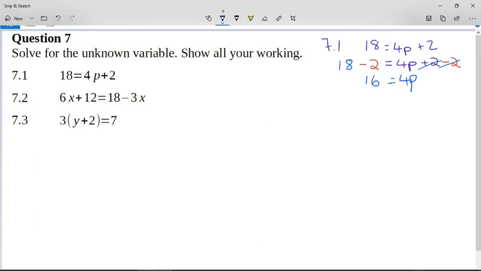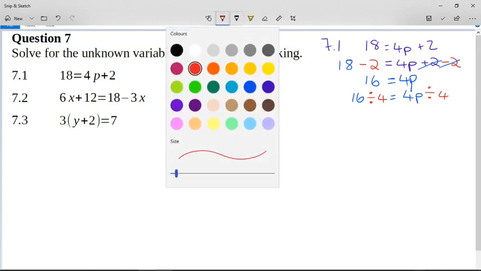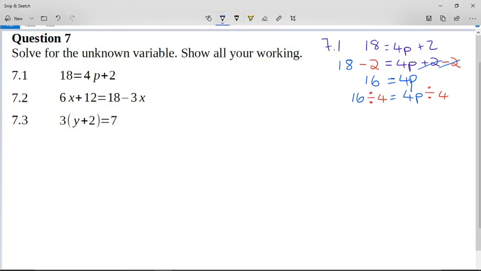So now 4 times some number that I don't know that I'm calling p is going to be equal to 16. So you know that 4 times 4 is 16. But sometimes these numbers are more complicated. So we want to do the inverse operation. If I'm multiplying by 4, the inverse operation is to divide by 4, and I can either show it as a fraction or I can show it as divide by 4 like that. So 16 divided by 4 is 4. 4p divided by 4 leaves you with just p. So the answer is p equals 4, or 4 equals p. It's the same thing. You can write it either way.